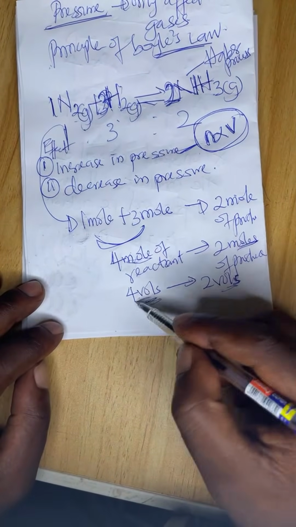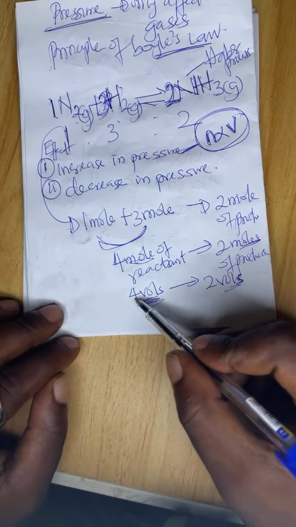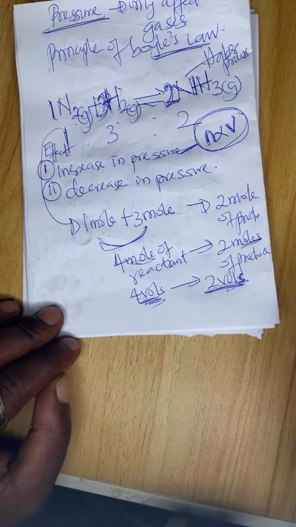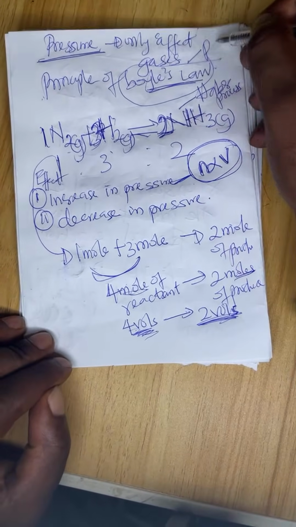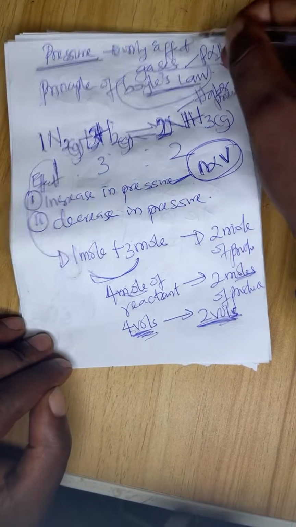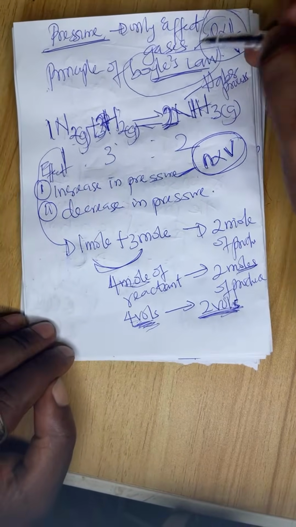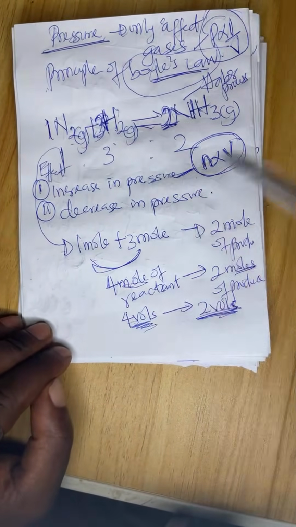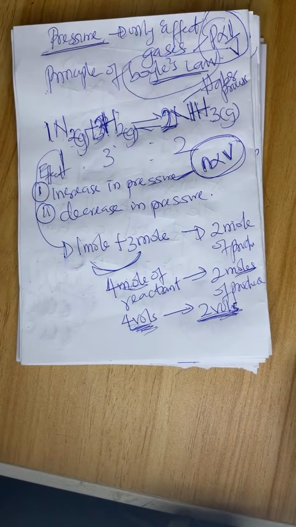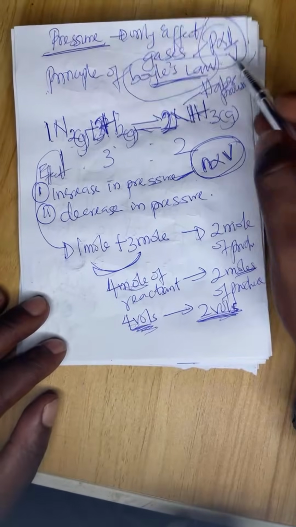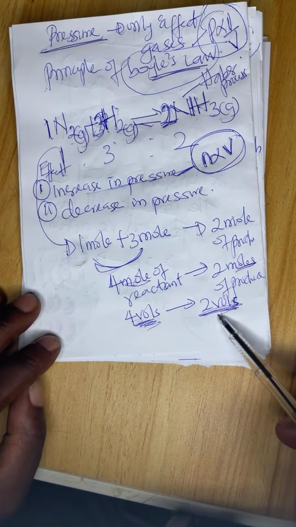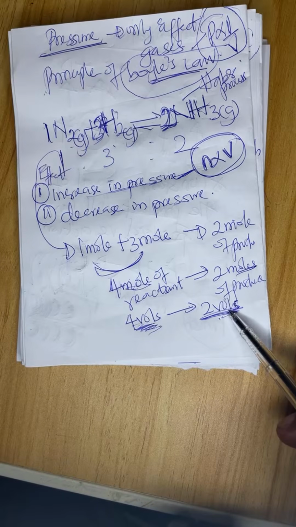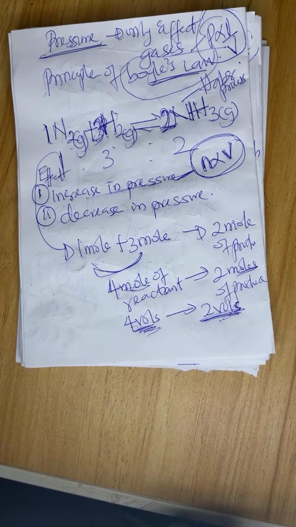Now, you guys should pay attention, please. Now, 4 volumes and 2 volumes, right? I told you that this principle follows Boyle's law. Boyle's law said that pressure is inversely proportional to volume, right? Now, look at it. Increase in pressure will go to lower volume. So if you increase the pressure, between 4 and 2, which one is low?